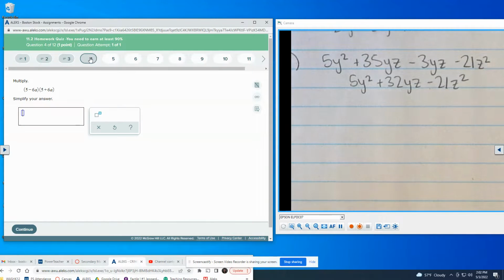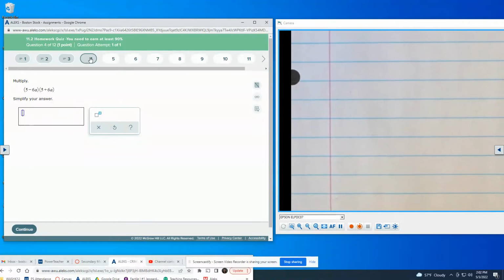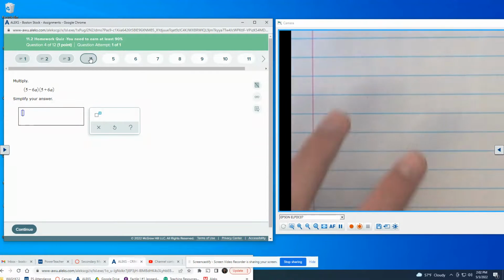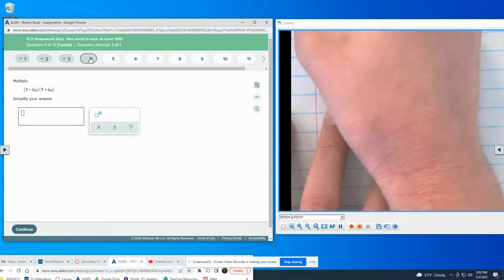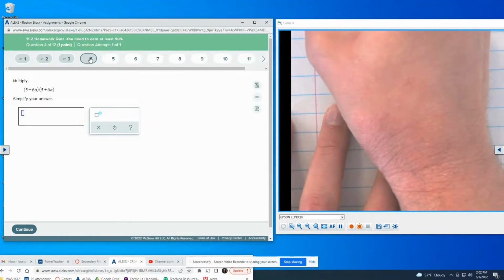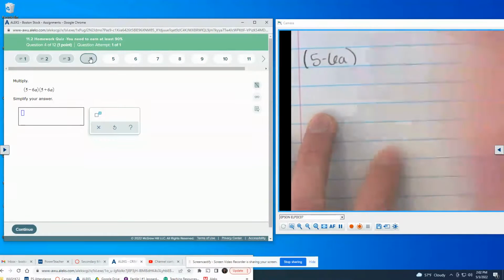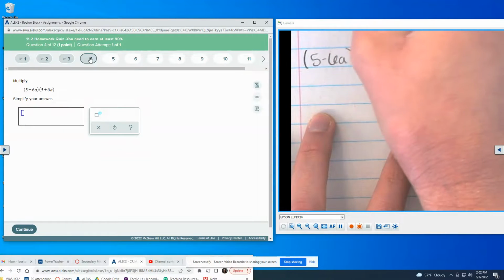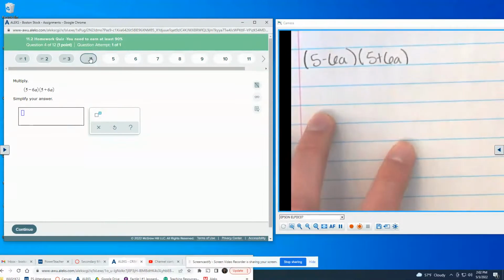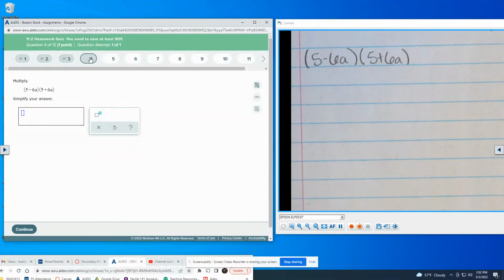Okay, on this one, we learned a special trick for this in the lesson video, so you'll want to check that out. 5 minus 6a, 5 plus 6a. So on this one, you can just distribute and solve it like normal. You'll get the same answer.